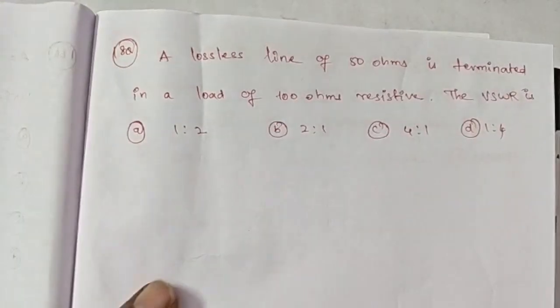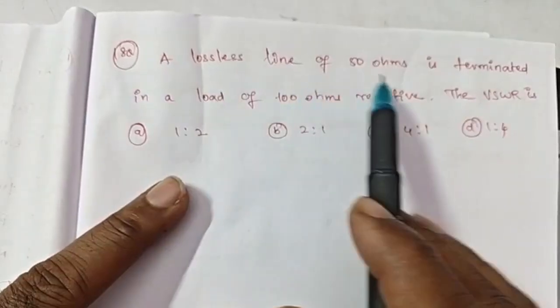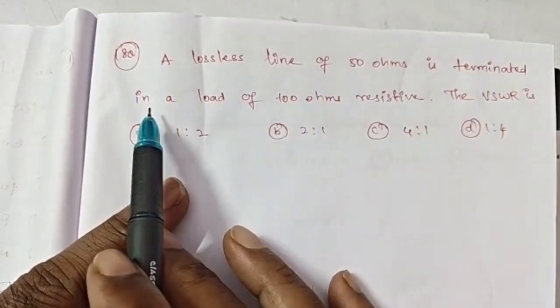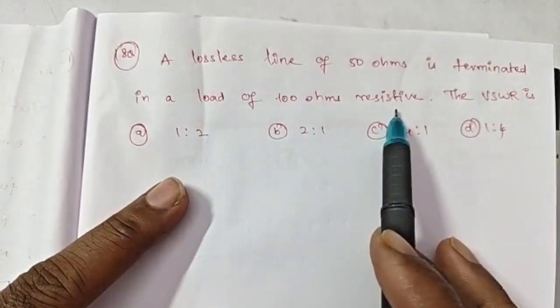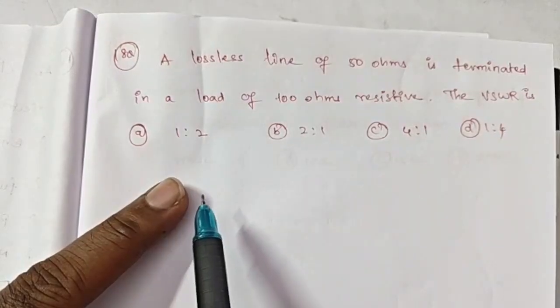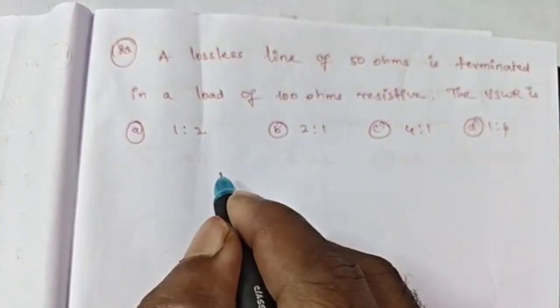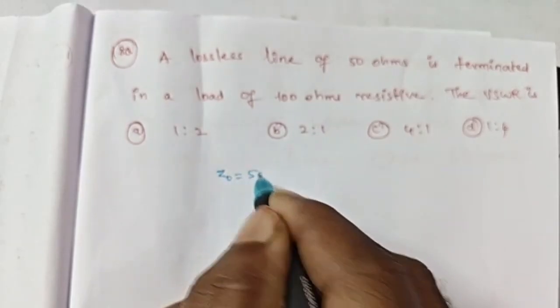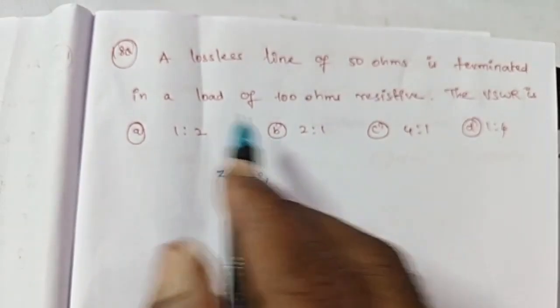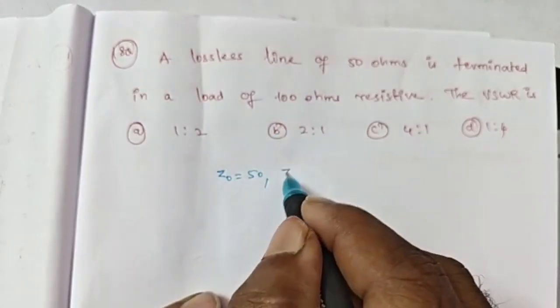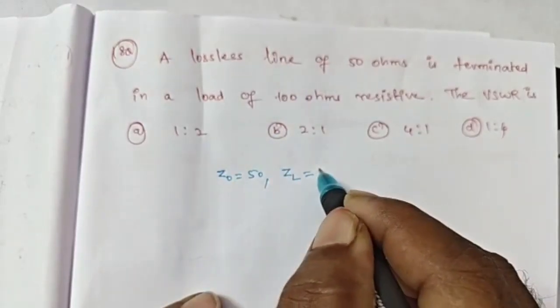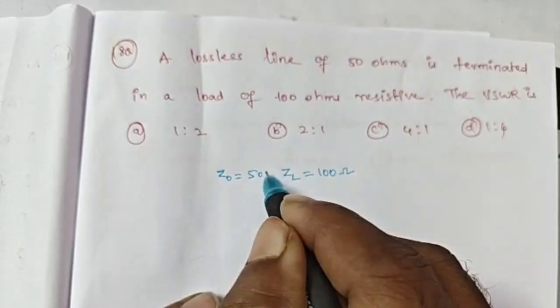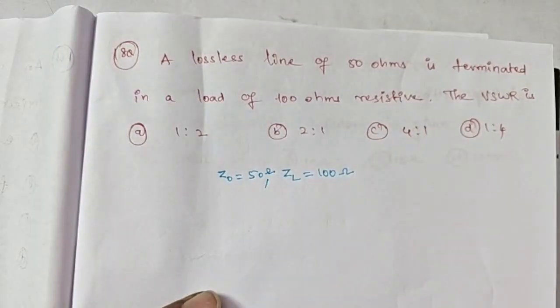Now next question. A lossless line of 50 ohm is terminated in a load of 100 ohm resistive. The VSWR is what? Right? What is given? Lossless line of 50 ohm, that means Z0 is equal to 50 ohm, and the line is terminated with a load of 100 ohm. So that means load impedance is 100 ohm. Okay. Now asking what is the VSWR.